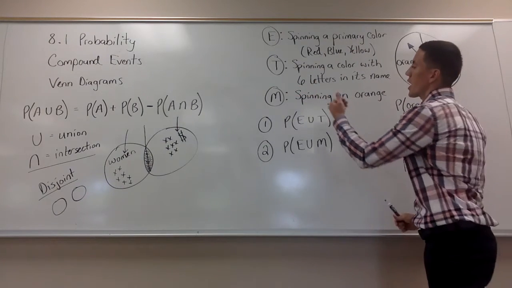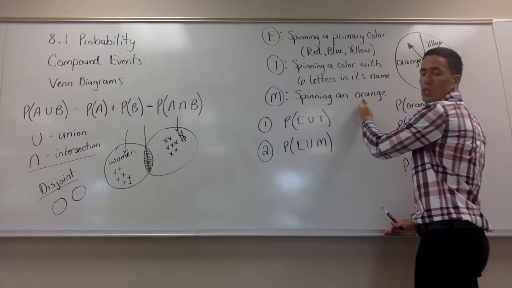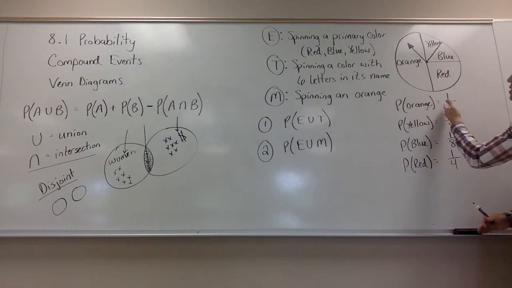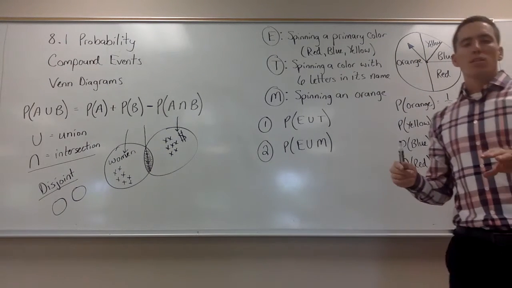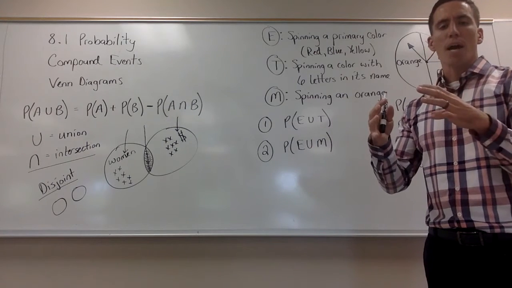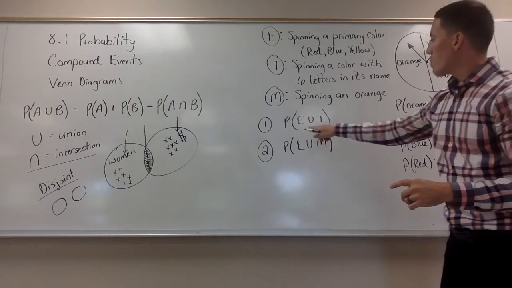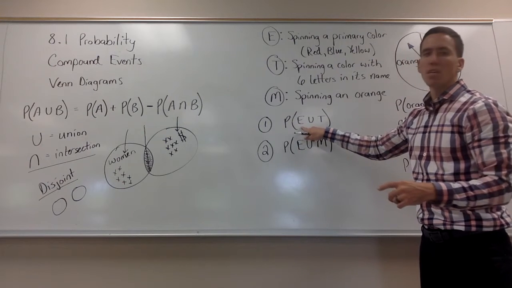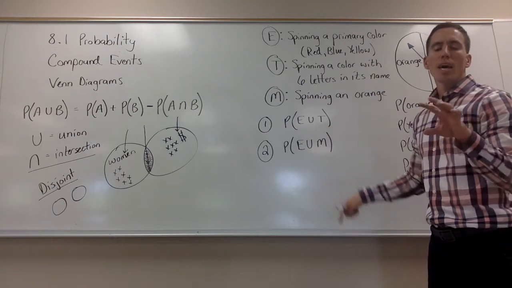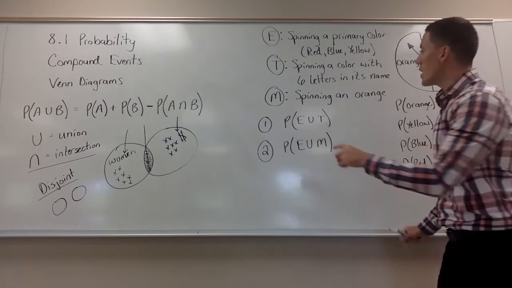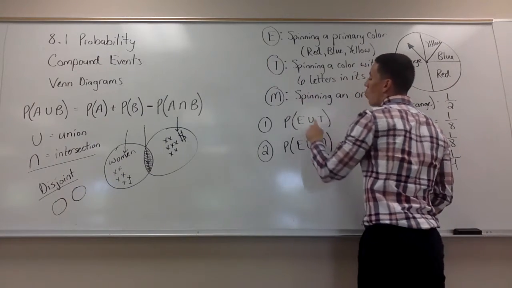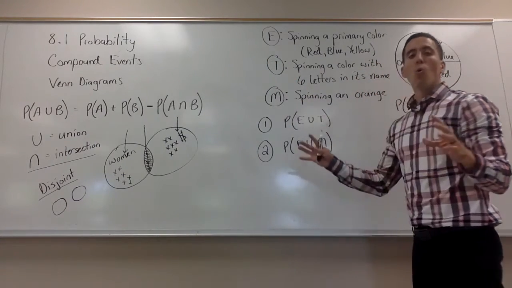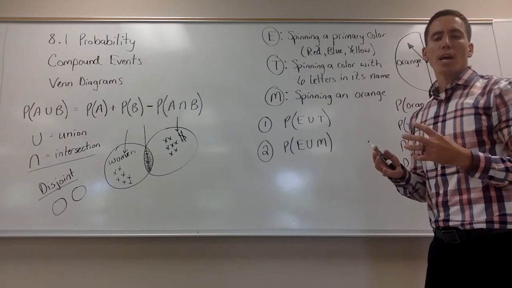So if I just ask you to calculate the probability of spinning an orange, that would be pretty easy because that's already listed. It's 1/2. What we want to discuss in this video is what if it's a compound event? What about the probability of E union T? That is the probability that E occurs or T occurs or both of them occur. How do we calculate that?